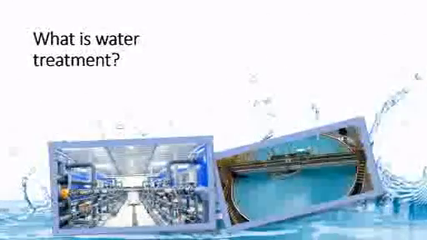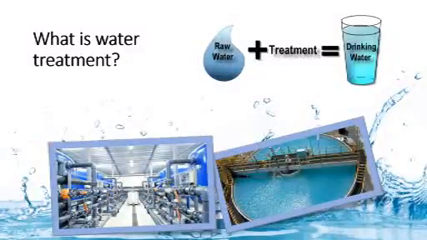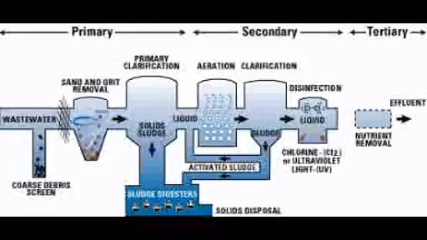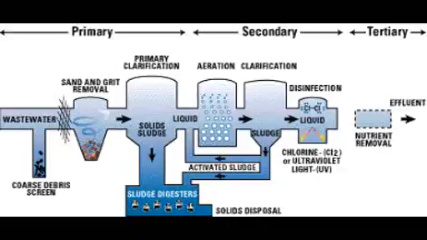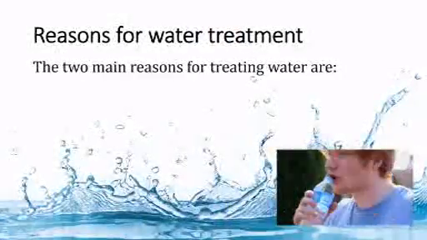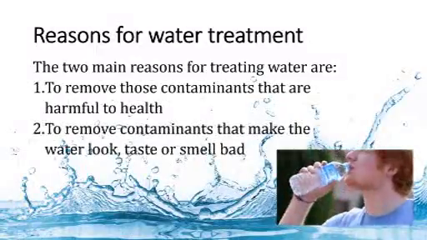What is water treatment? Water treatment is a process to make water from a reservoir consumable for individuals. Besides drinking, it can also be used for irrigation, industrial water supply, or water recreation. The two main reasons for treating water are to remove those contaminants that are harmful to health and to remove contaminants that make the water look, taste, or smell bad.